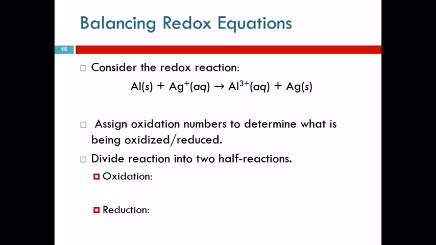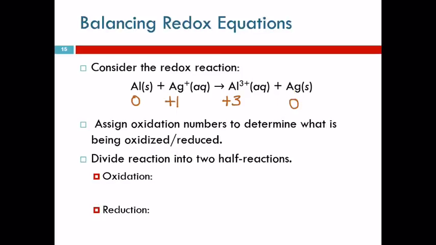So first we're going to assign oxidation states so that we can see what's being oxidized and reduced, and then we're going to divide it into two half reactions. So what's the oxidation number for aluminum all by itself? 0. And for silver ion? +1. If you have a monatomic ion, there's just one element, the charge and the oxidation state are the same number. How about over here? Aluminum 3+, +3. And silver, the element, 0.